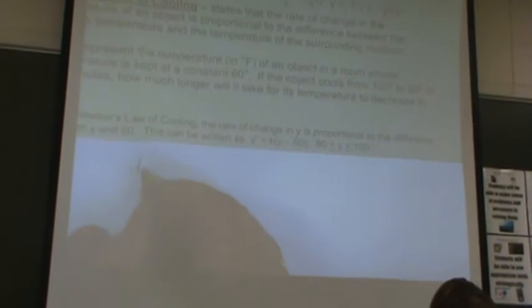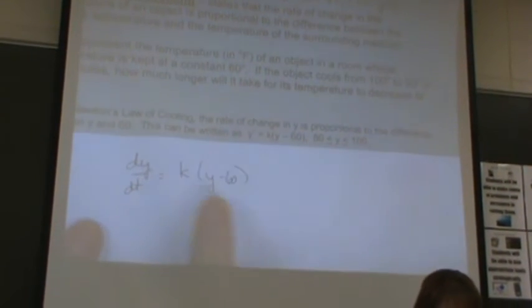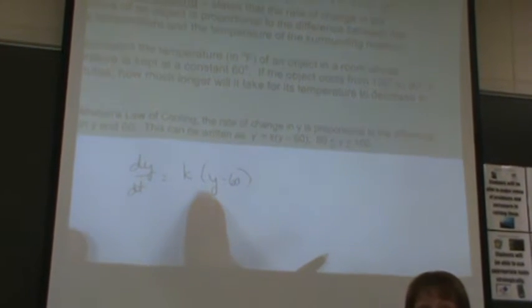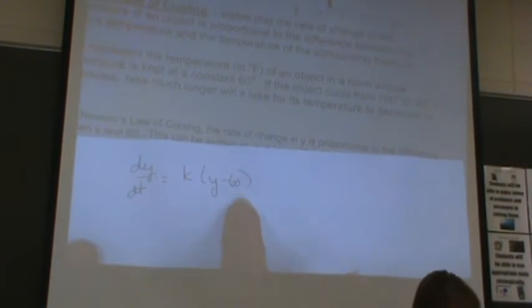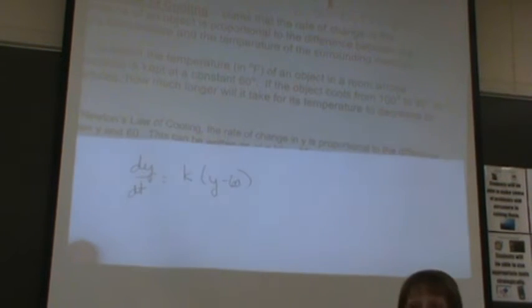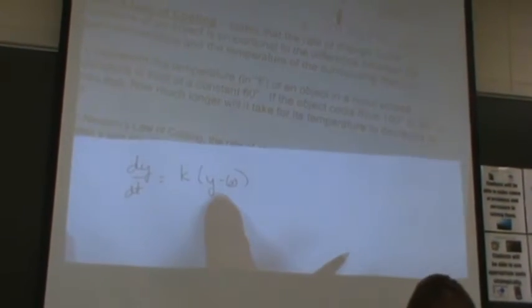So that tells me that my dy/dt has a constant, but it has to do with the difference between the temperature of your object and the surrounding area, which in this case is 60. So it's not just kt, okay? Newton's law of cooling has a little bit of a twist to it. All right. So what we're going to do then is have to separate our variables. We can't jump right to that Ce to the kt formula. So we're going to take dy over y minus 60 equals k times dt.